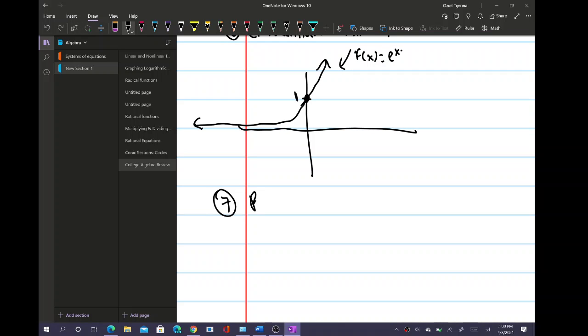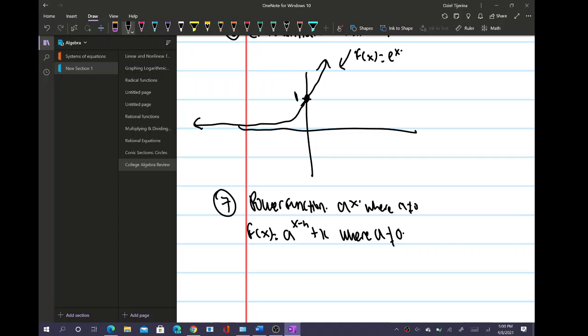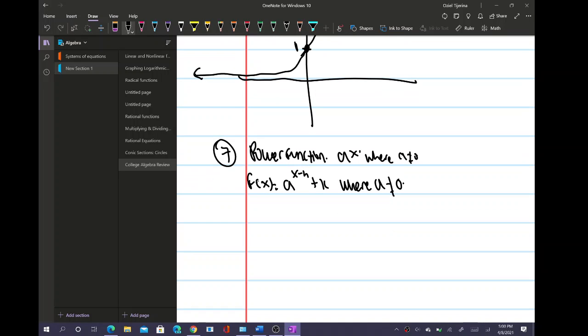So number 7 is a power function, specifically a to the x, where a does not equal 0. It can be of the form f of x equals a to the x minus h power plus k, where a does not equal 0. Okay, that is how it's written.